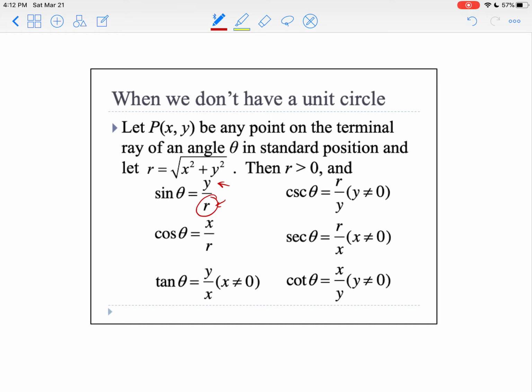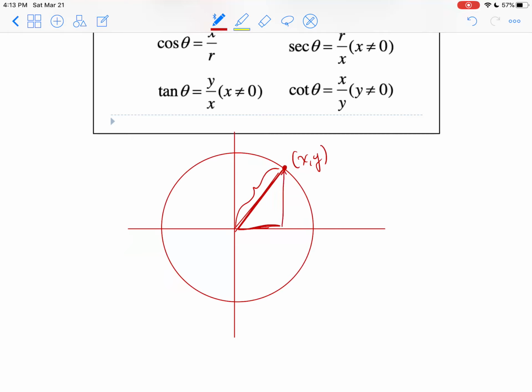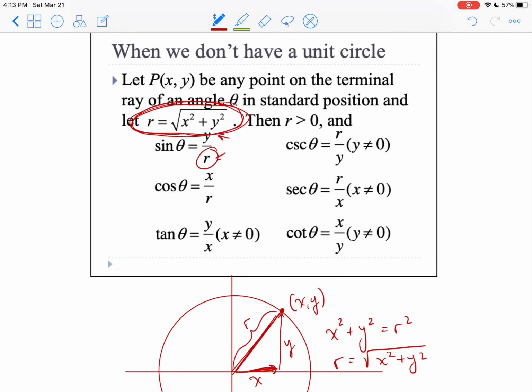Now, if the radius isn't given, but they give us a point on the circle, we can use this formula that's right here. This is just the Pythagorean theorem, or the distance formula, if you really want to think about it. If we think about a circle that is not a unit circle, the radius of this circle, if I wanted to find the length of this right here, if I know the x and y coordinate of this point, then x squared plus y squared equals r squared, right? Technically they're not squared here, this is just x, y, and r. But x squared plus y squared equals r squared, and so r is equal to the square root of x squared plus y squared. So that's where this comes from.